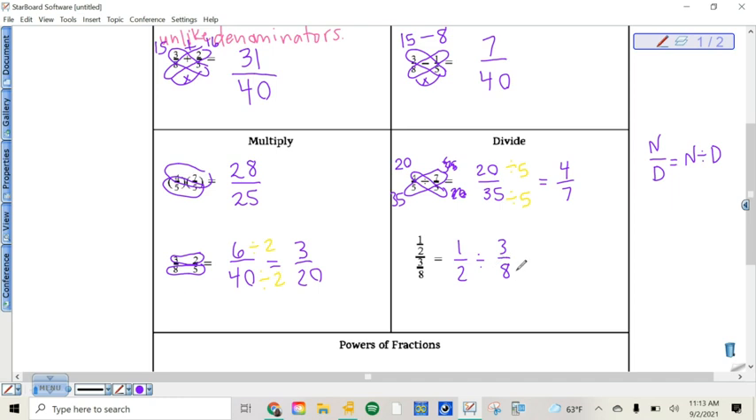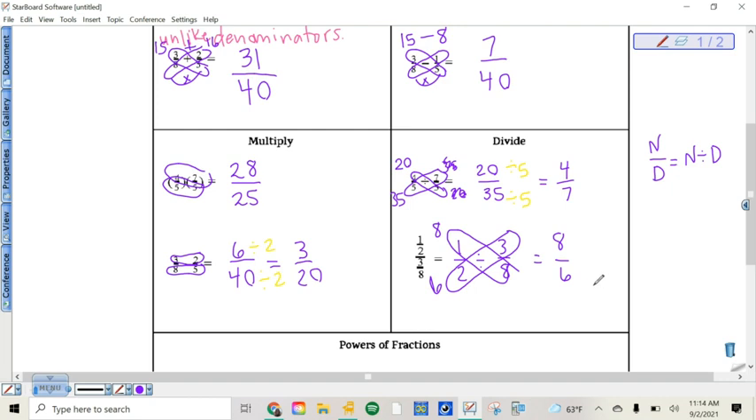And then we cross multiply. And am I going to write my answers on the left or on the right? Left. 8 times 1 is 8. 3 times 2 is 6. 6. So my answer becomes 8 over 6.